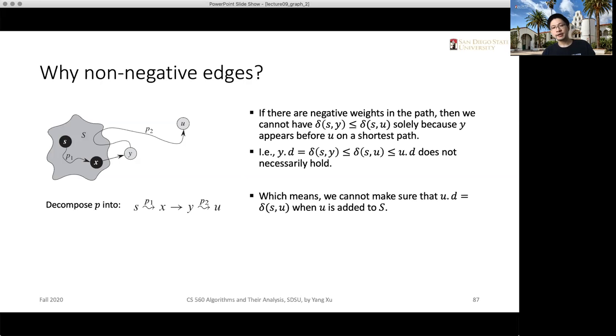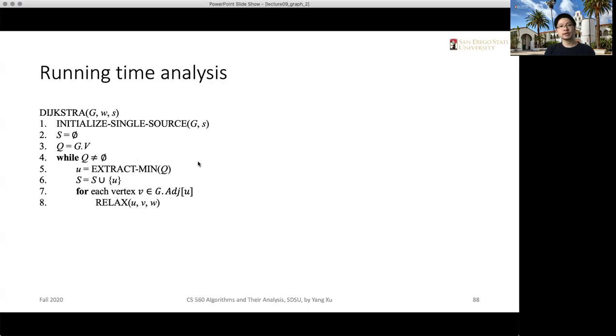So Dijkstra's algorithm, in the next slide, we will see that it is a much more efficient algorithm than Bellman-Ford, but we also find that it comes with a constraint. We must satisfy that all the edges are non-negative. We shouldn't have negative values. Okay. So in the running time analysis, let's look at the analysis here.